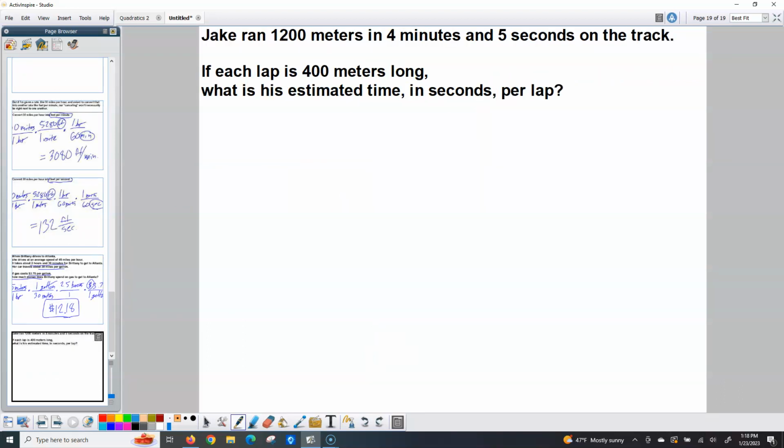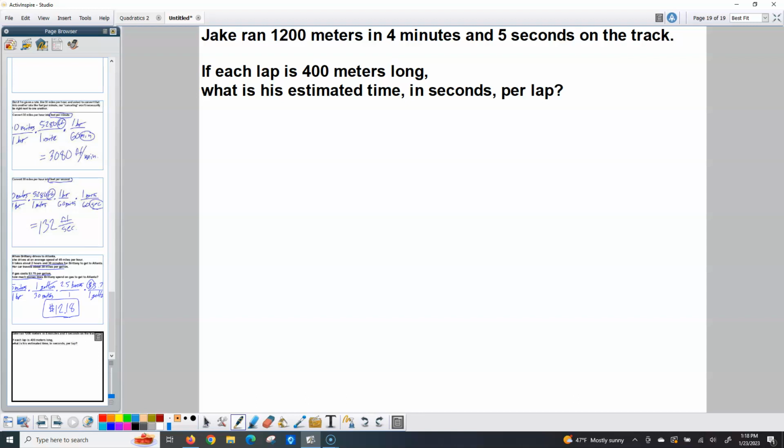Jake ran 1,200 meters in 4 minutes and 5 seconds. I have no idea if that's a good time or a bad time. But Jake's running 1,200 meters in 4 minutes and 5 seconds on the track. If each lap is 400 meters long, what is his estimated time in seconds per lap?